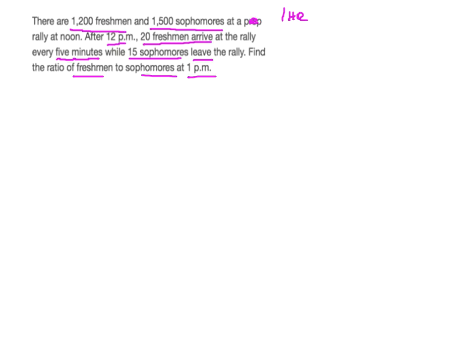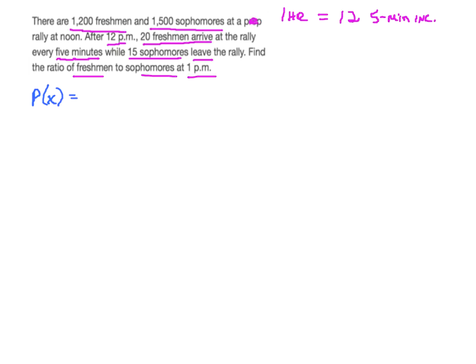15 sophomores leave every 5 minutes. Find the ratio of freshmen to sophomores at 1 o'clock p.m., so 1 hour later. And just to note, since they're coming and going in 5-minute increments, 1 hour is equal to 12 5-minute increments, because 5 times 12 is 60, and 60 minutes is 1 hour.